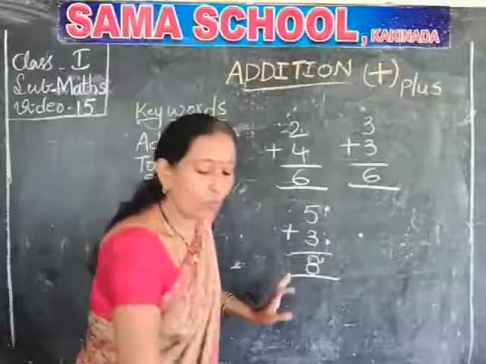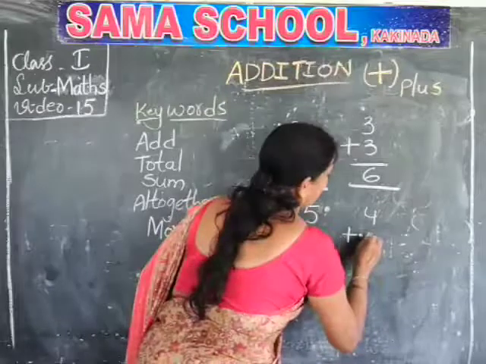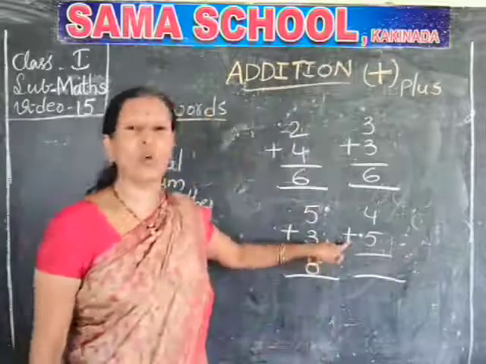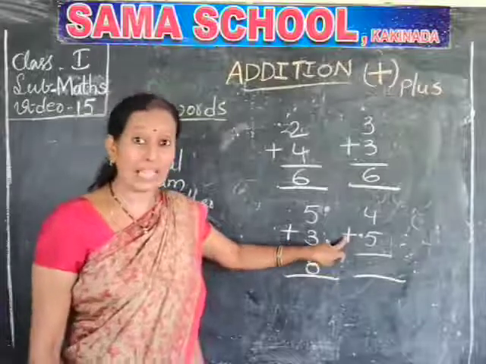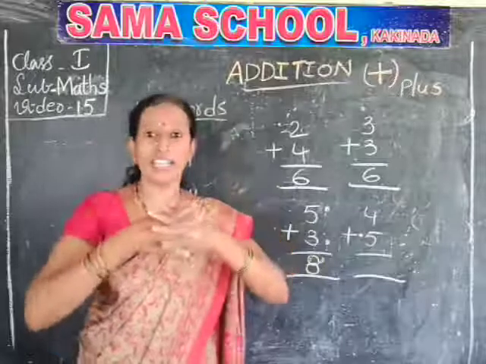One more example. 4 plus 5. What is the symbol of addition? Plus. Plus means you are joining the two numbers.